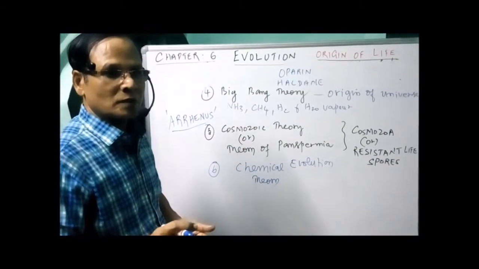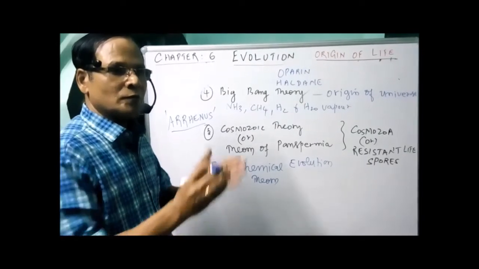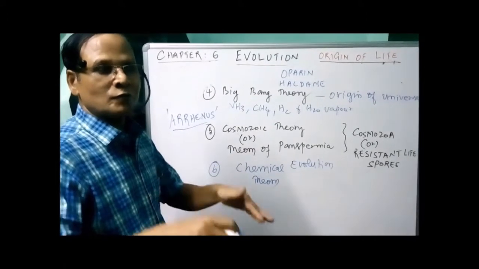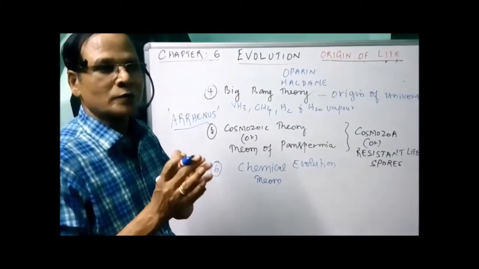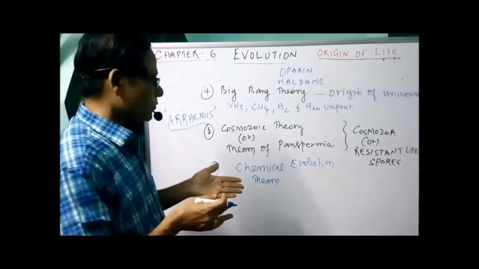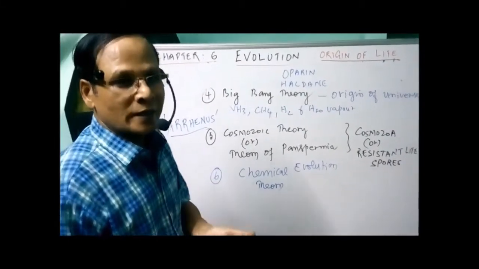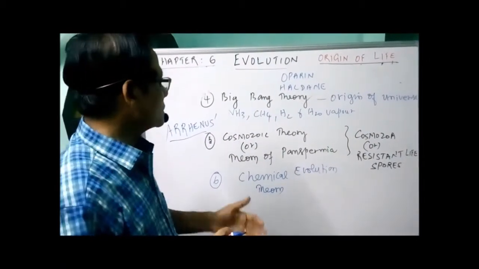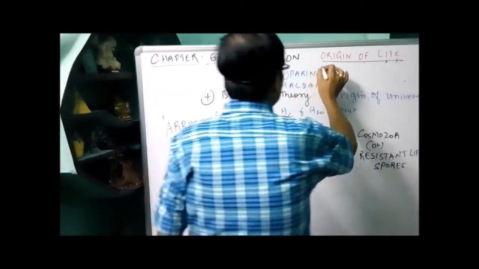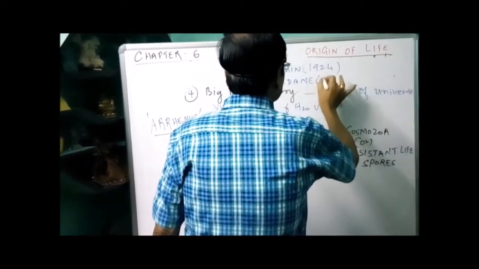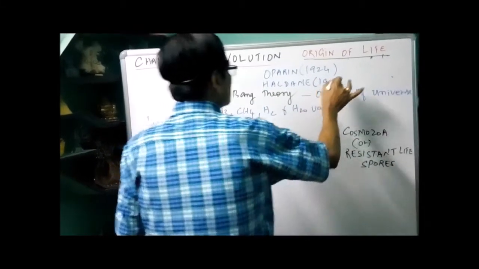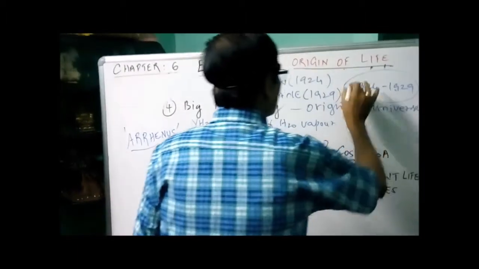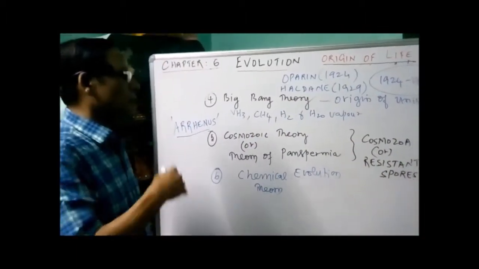Formation of organic molecules or compounds from inorganic molecules with the help of energy provided by UV rays. These are all physical forces which provided energy: UV rays, lightning, and also volcanic activities. I mentioned already two people, Oparin and Haldane, who explained the concept of chemical evolution. Oparin in 1924 and Haldane in 1929. So between 1924 and 1929 they explained the chemical evolution or chemical origin of life.